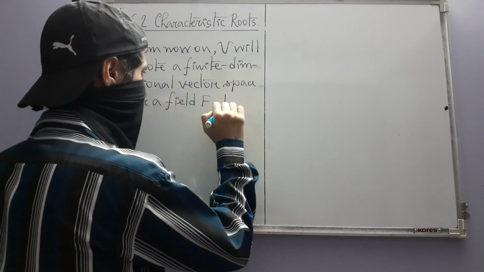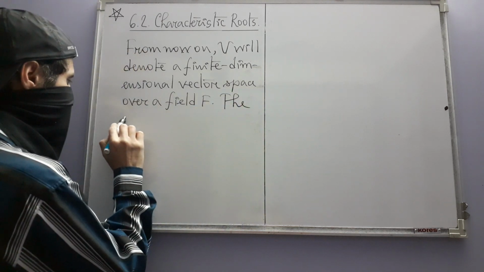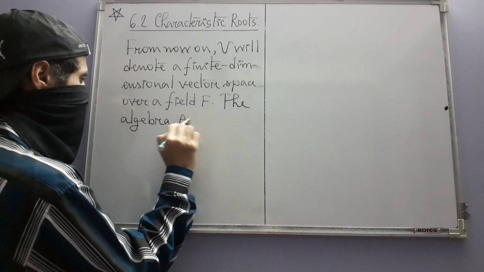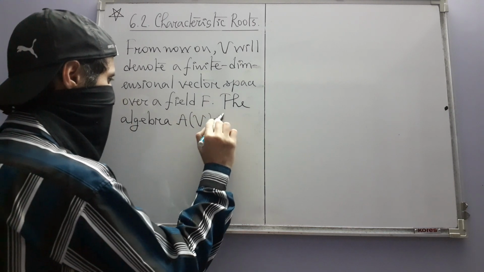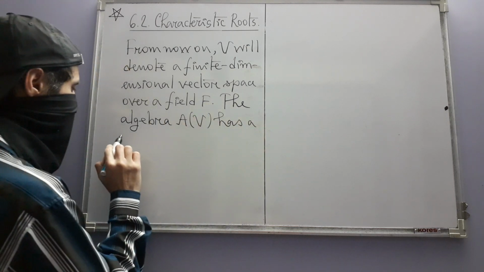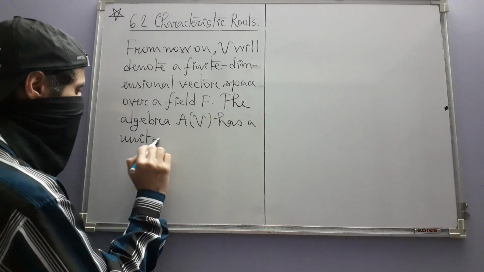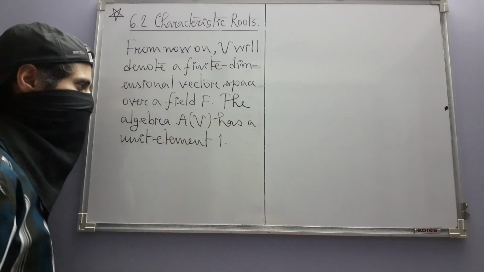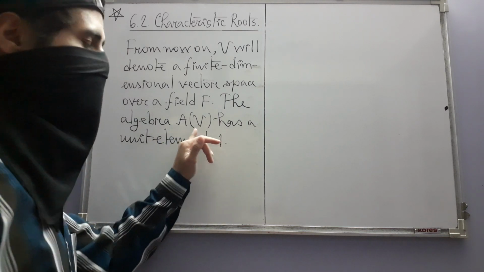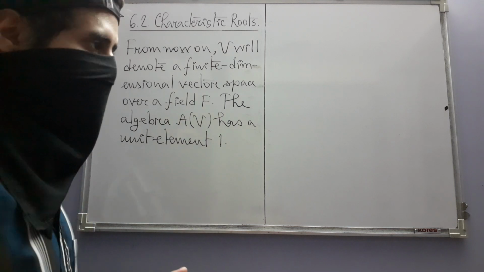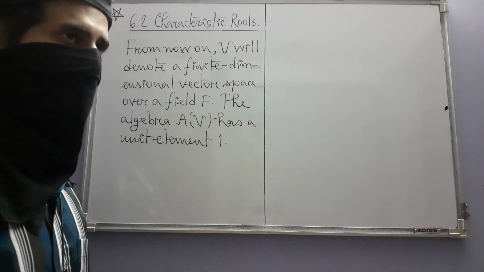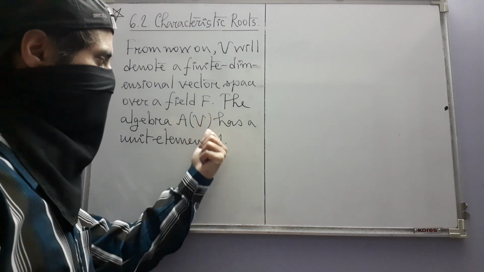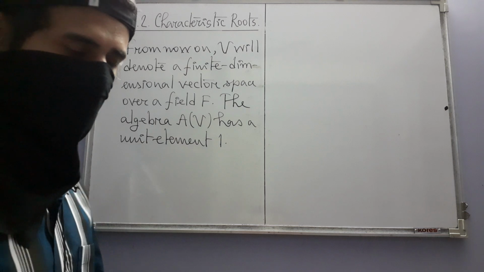Alright, now we know that the algebra A of V has a unit element 1, which is actually nothing but the identity operator on V, and that is the operator which does not change any vector. You put any V from V, it's going to give you that V back.